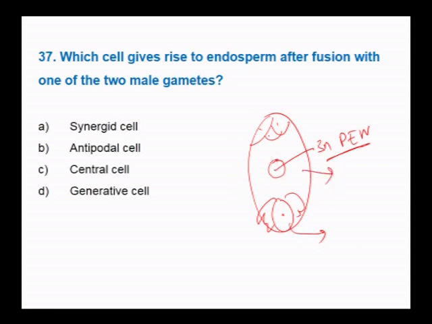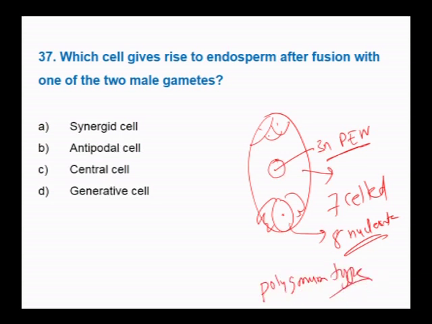See, in the matured embryo sac you will find 7 cells, it is 7 celled but 8 nucleated. So this type of embryo sac is called the polygonum type of embryo sac, that is 7 celled, 8 nucleated. Therefore the central cell is the one which gives rise to the endosperm. Therefore the answer is central cell having primary endosperm nucleus.